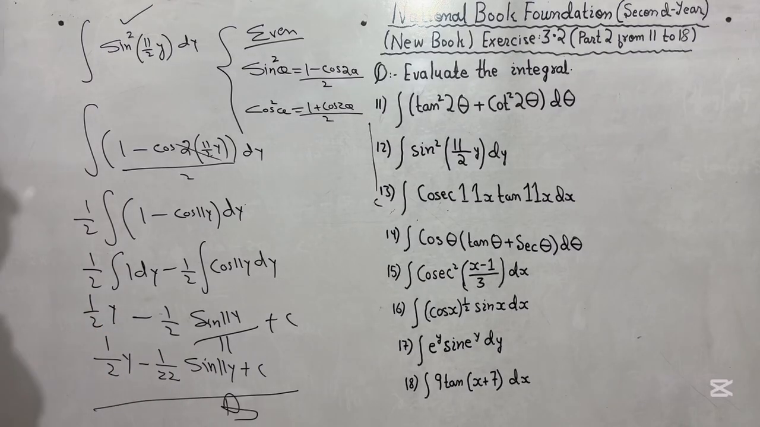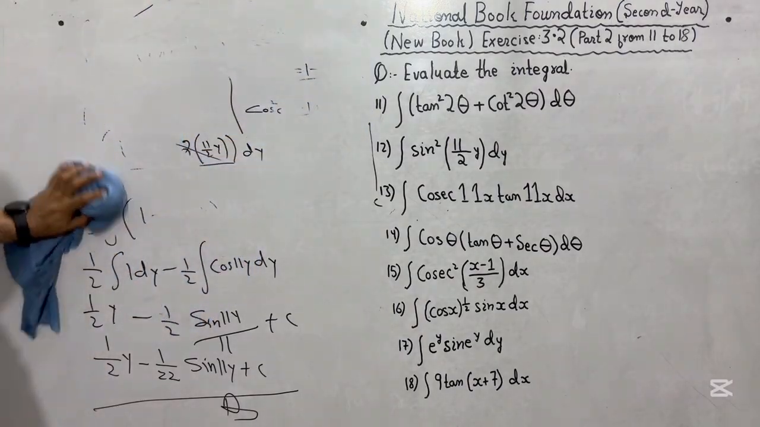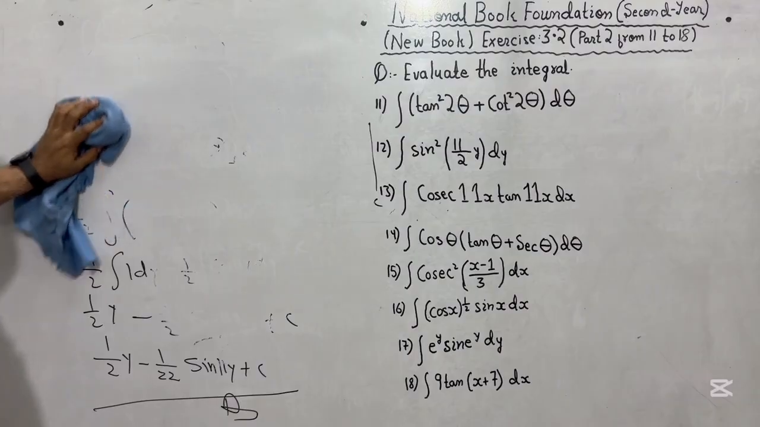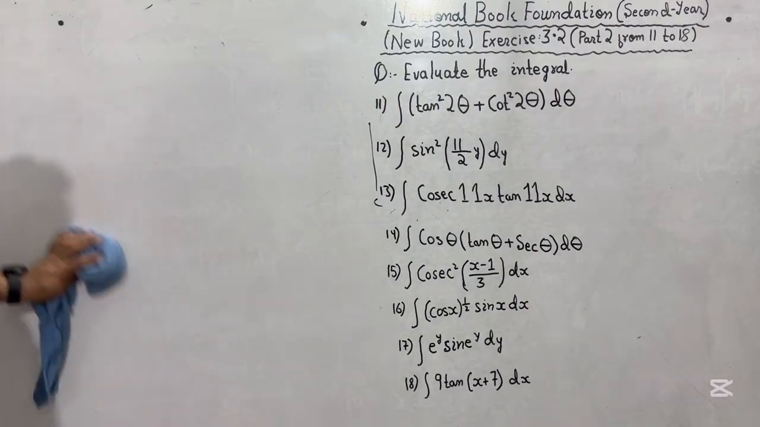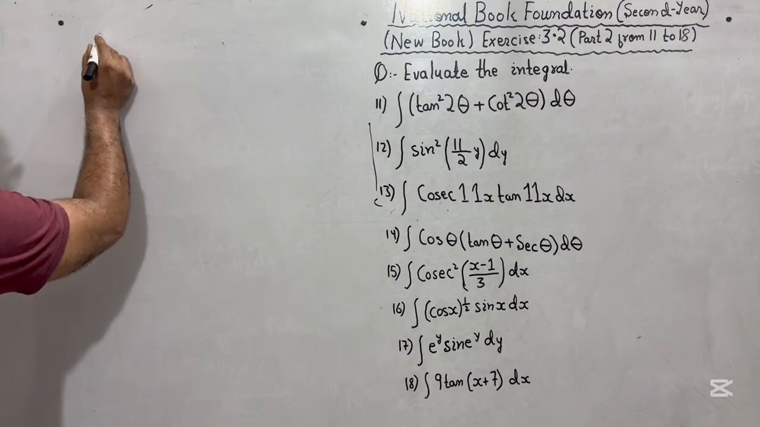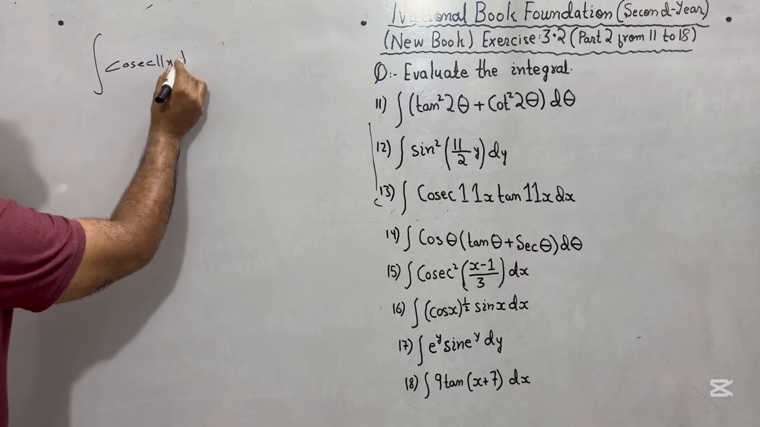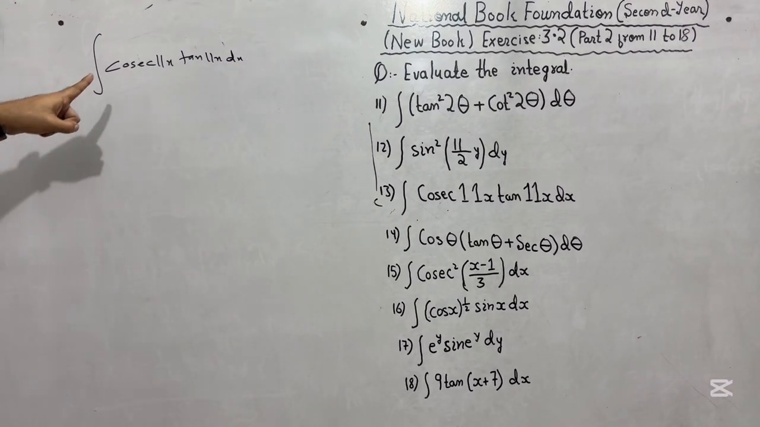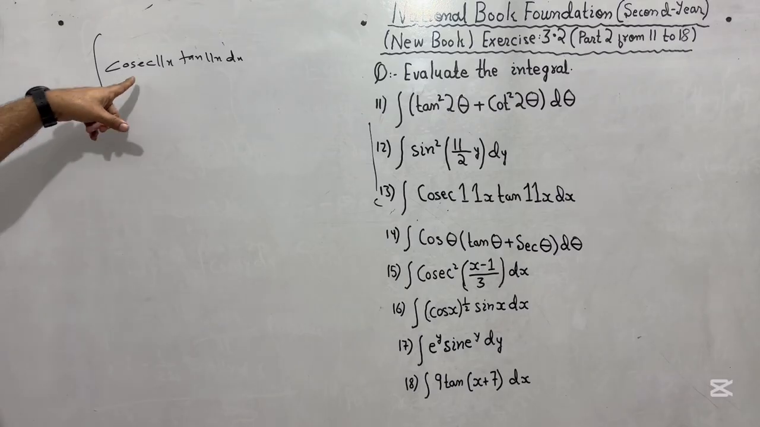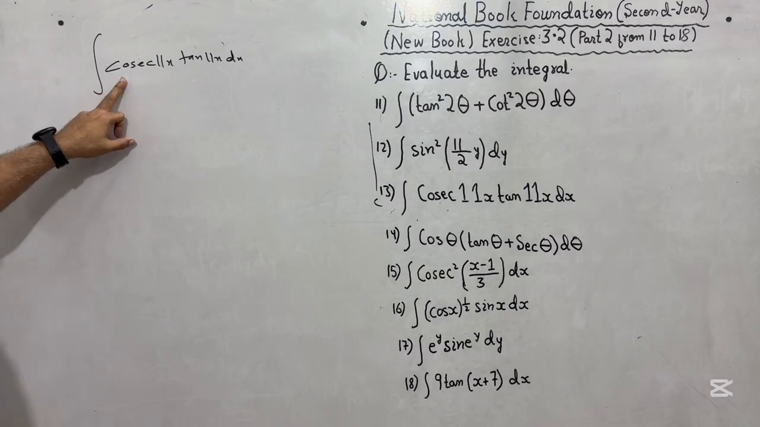Question number 30. We need to integrate cosec 11x times tan 11x dx. If there had been sec and tan, tan sec is the differentiation of sec, and its integration would be only sec. But here this is not the case. There is cosec, there is tan.